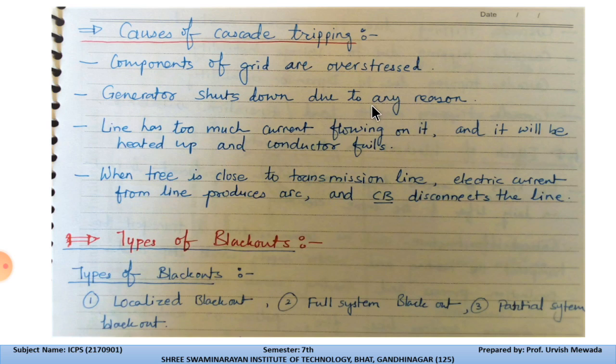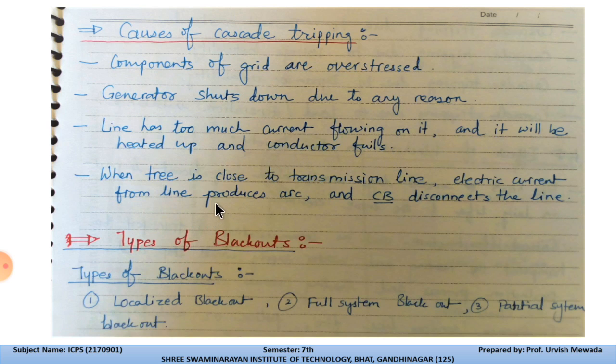As the current increases beyond the limit of the material we use for the conductor, overheating will occur. And due to overheating, breakdown of the conductor can also occur. So the line has too much current flowing on it, so as current increases, that conductor will get heated up. And if it remains so for a particular time, then the conductor might fail, or it may break down.